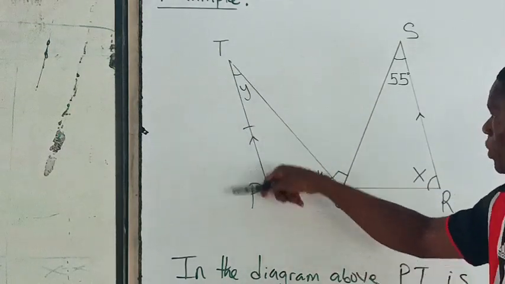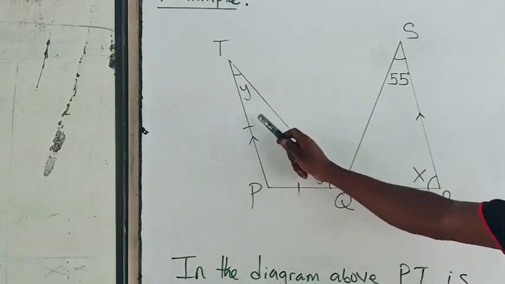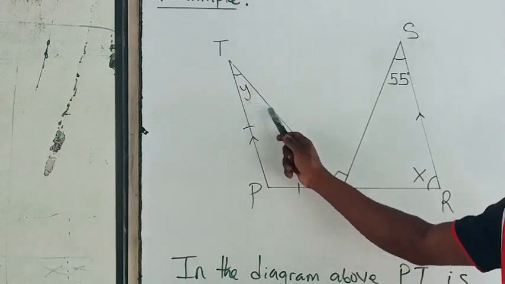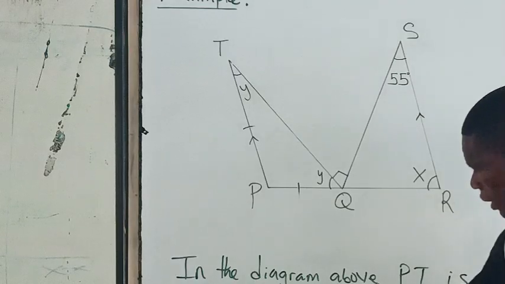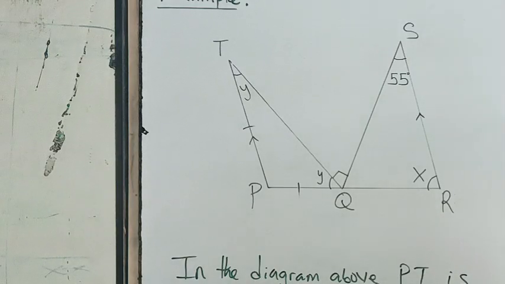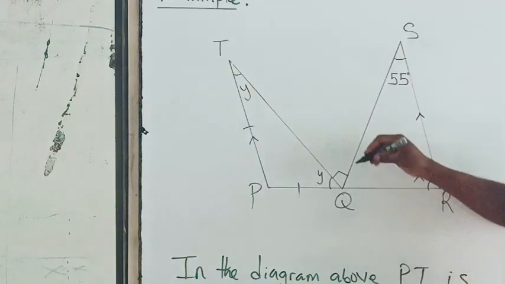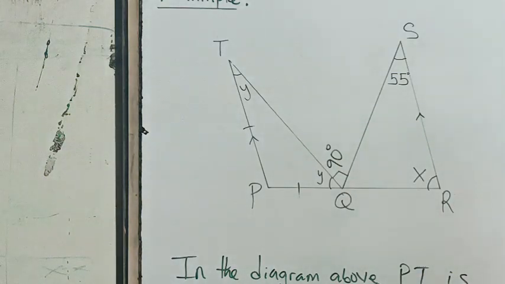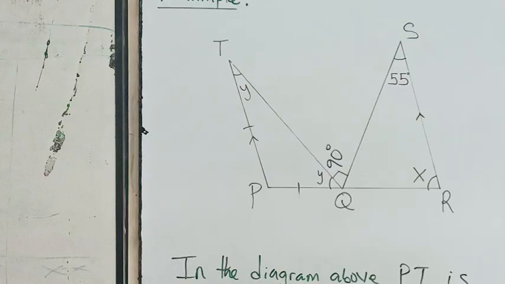That means this triangle PQT is an isosceles triangle, right? Because two sides are equal. That's why you have y here and y here, because the base angles of an isosceles triangle are equal. And then also angle SQT equals 90 degrees. So that means this place is 90 degrees. You have to find the value of x. That means the angle here, that's what we want to find.